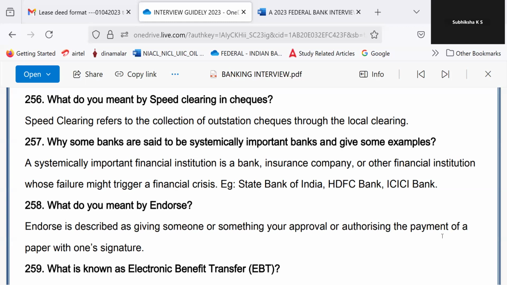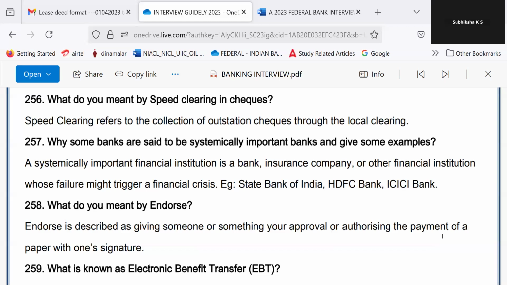But now, this was written about 10 years back when the speed clearing was there. Nowadays there is no question of that. Even checks drawn on Bombay are cleared within 3 days when you put them in Chennai, because everything is done through the internet. But the process adopted is the check truncation system. Continue.